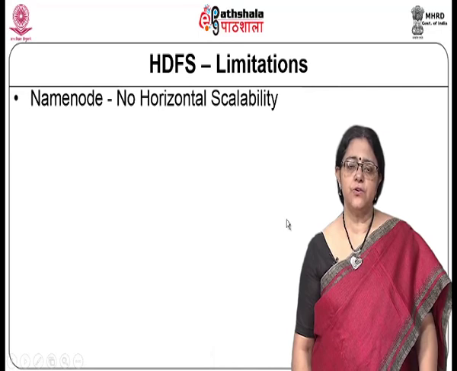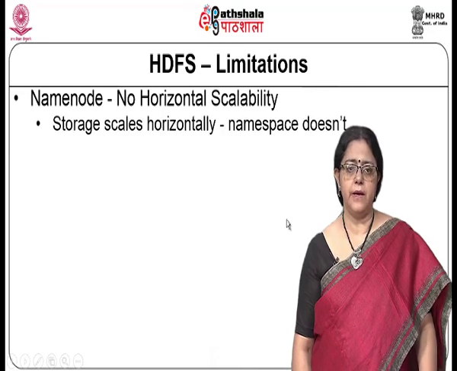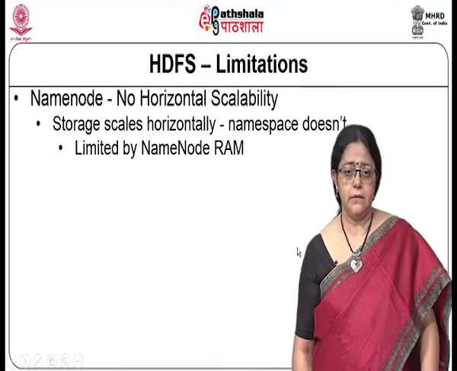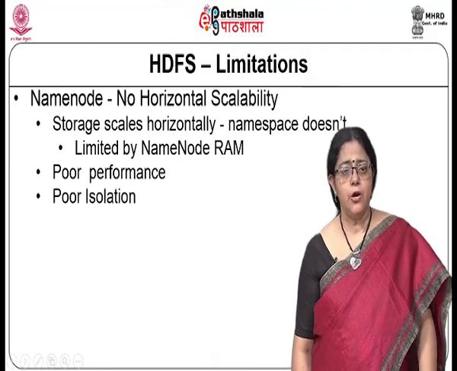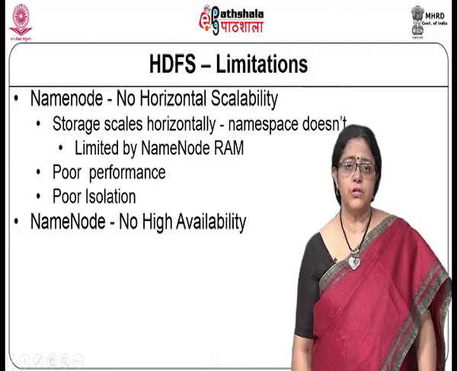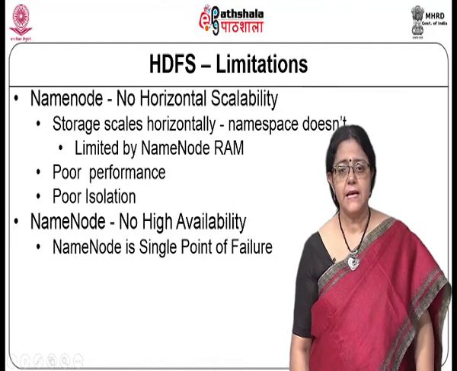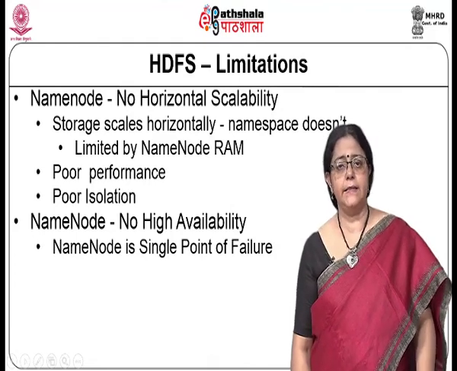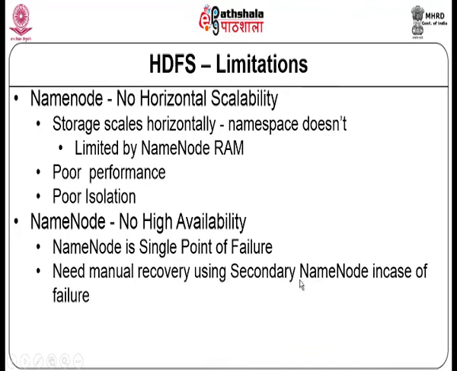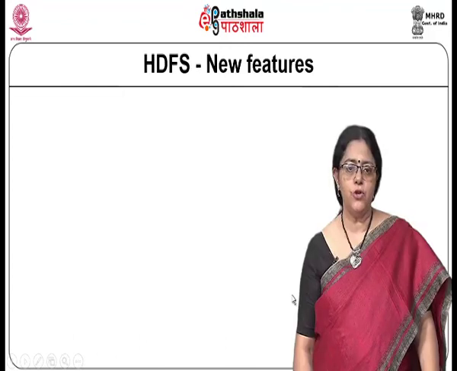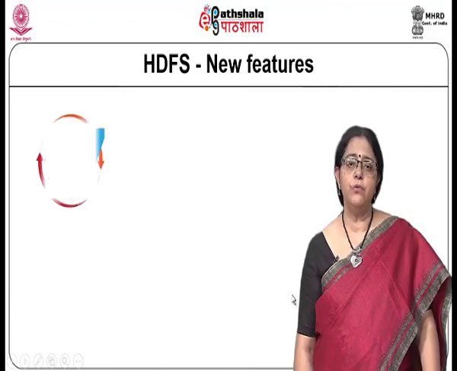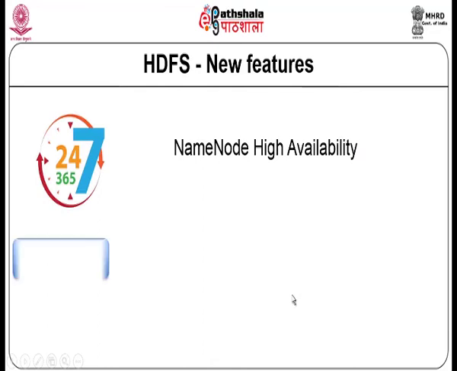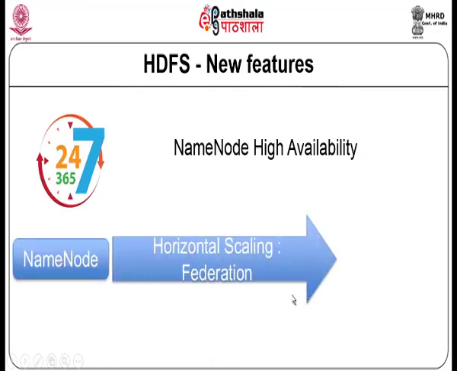Unfortunately, HDFS is not a perfect environment, it has its own limitations. Performance is poor, and isolation is poor because there is only one namespace. Name node does not have high availability, and therefore it causes a single point of failure, and it always needs the secondary name node. There are two new features. One is called the name node high availability, and the other is called the HDFS federation.